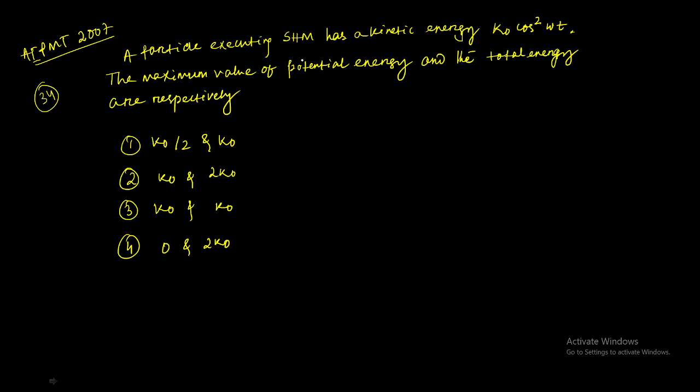A particle executing SHM has a kinetic energy K naught cos square omega t. The maximum value of potential energy and total energy are respectively. So kinetic energy equal to K naught cos square omega t. That maximum value will be how much? K max equal to K naught, right?